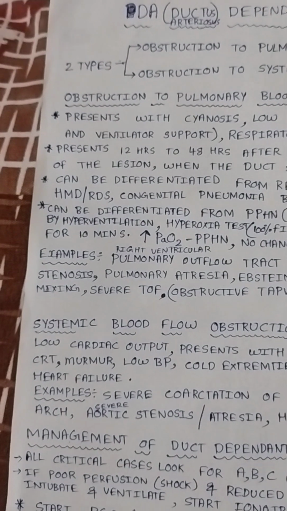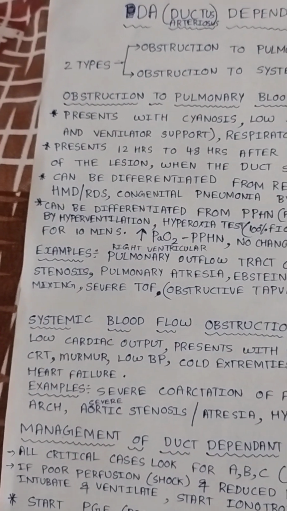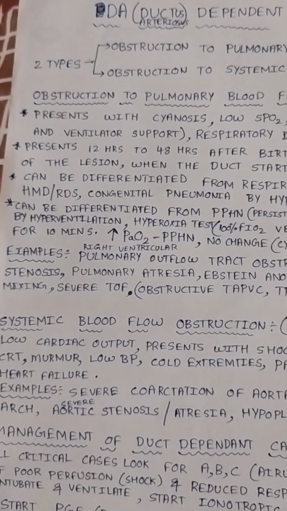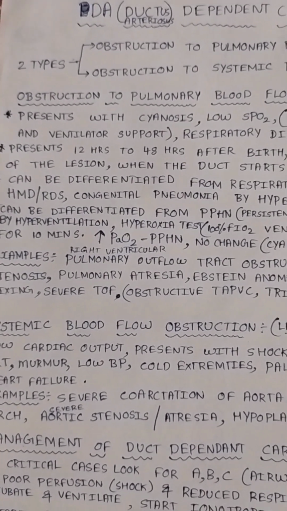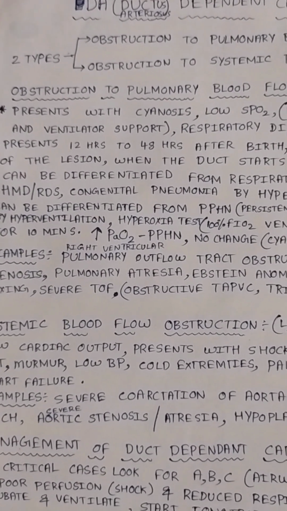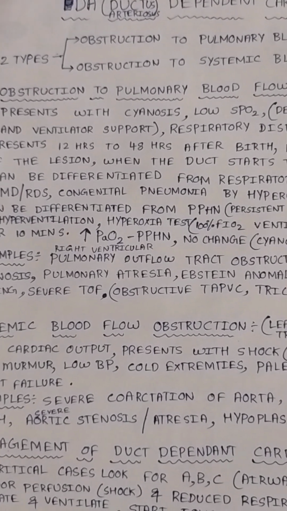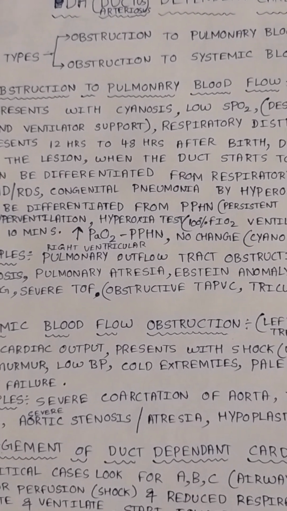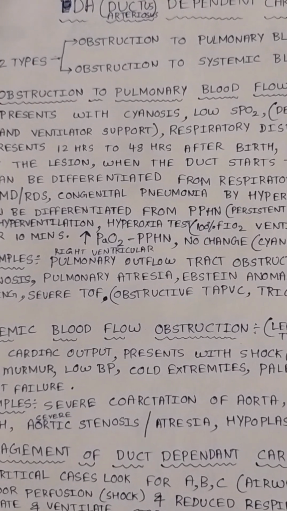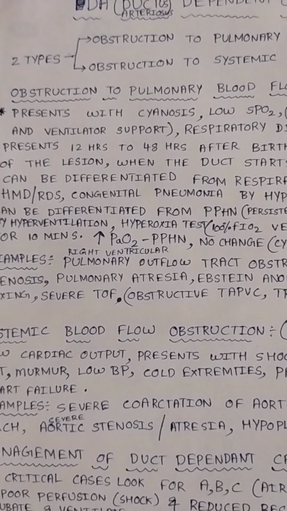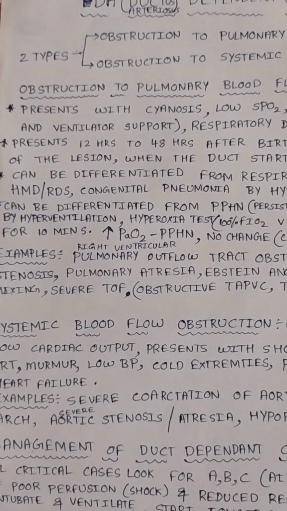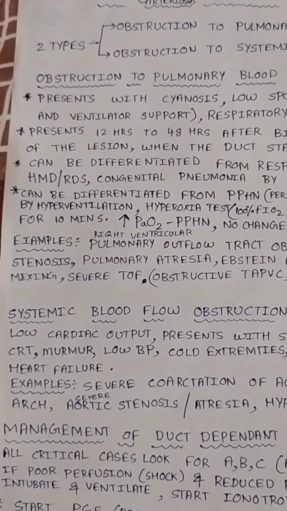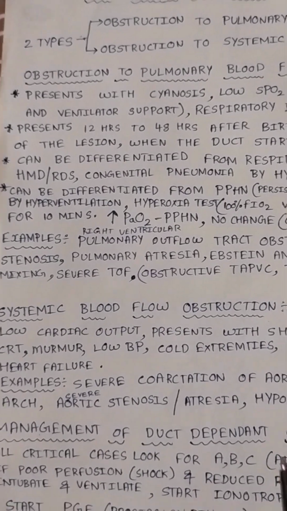Usually immediately after birth, in 5 to 10 minutes, the ductus arteriosus will functionally close, but structurally it will close in 1 to 2 days. So when it is structurally closing, these symptoms will appear. The treatment is that you should make the ductus arteriosus patent.